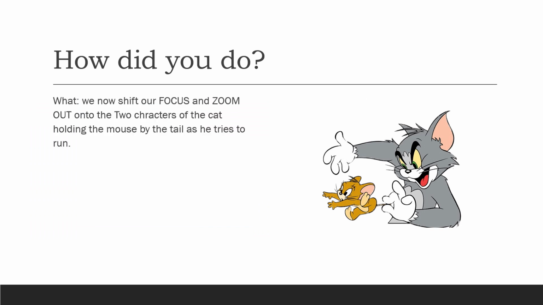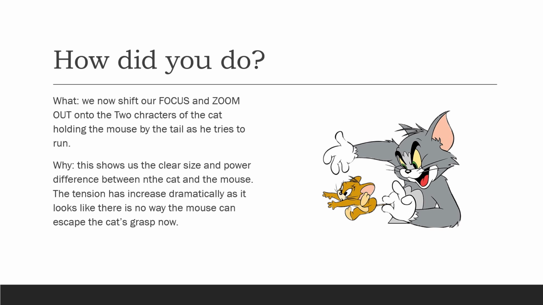We've now shifted and zoomed out, so we can see the two characters in comparison again. We can see the cat holding the mouse by the tail as the mouse tries to run away. Why show this? Why zoom out? Well, this shows us the clear size and power difference between the cat and the mouse. The tension has increased dramatically as it looks like there is no way the mouse can escape.